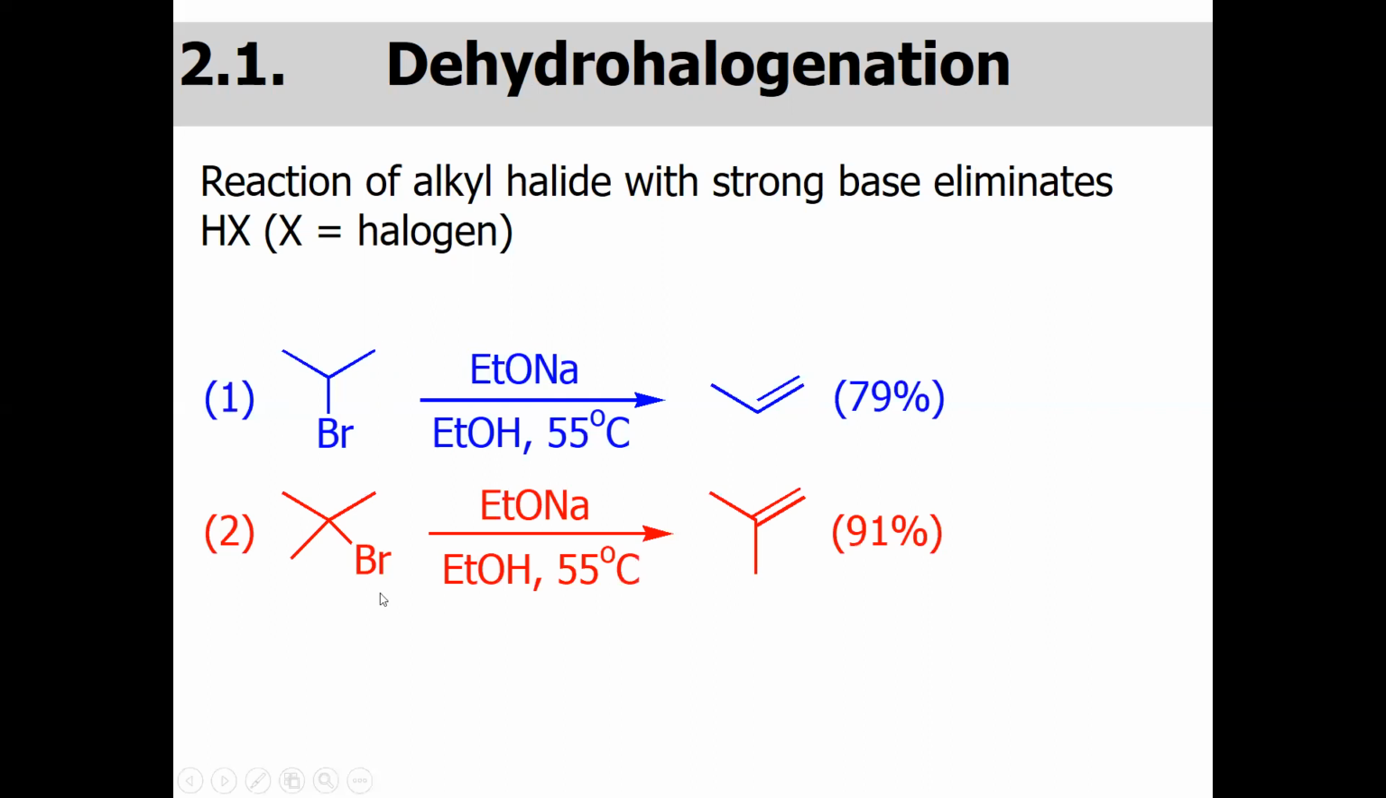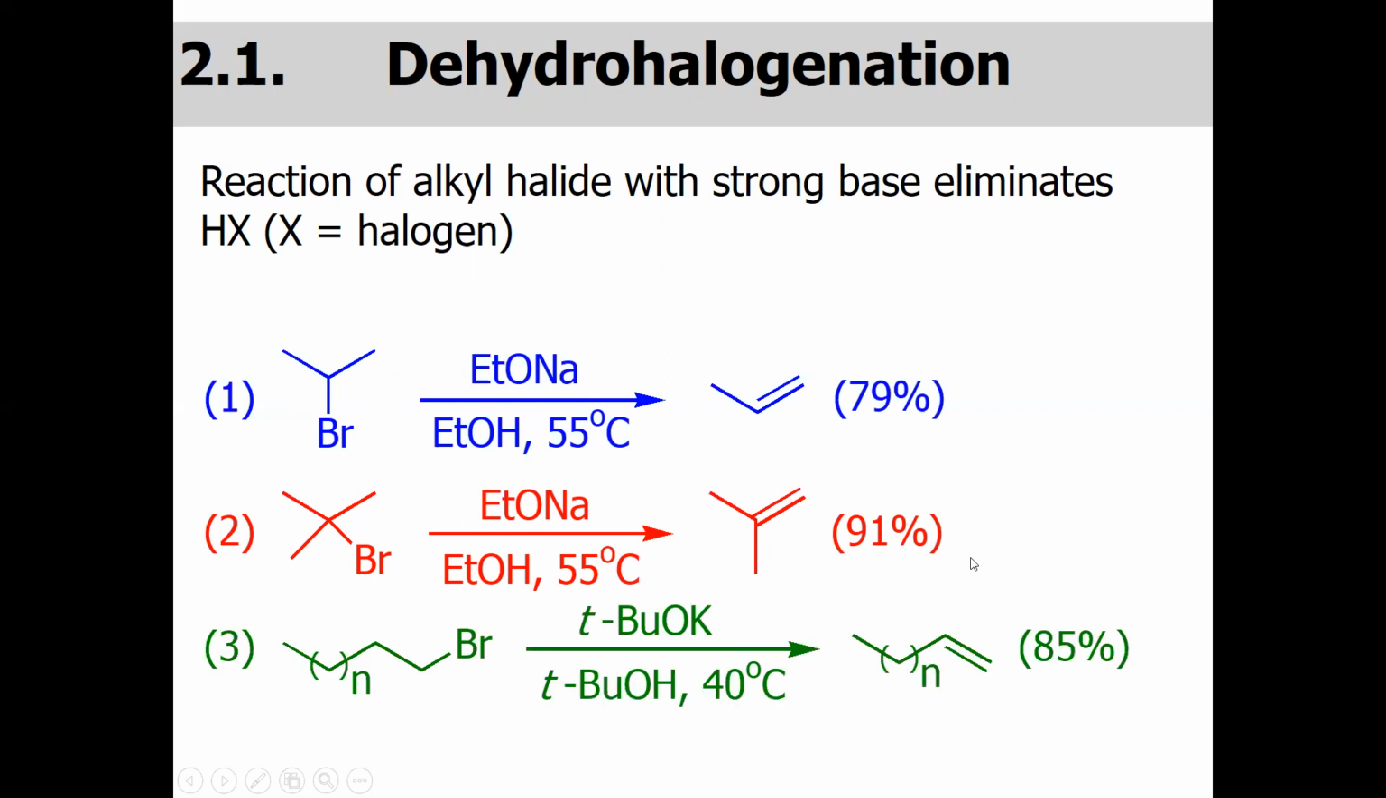For example, here you have 2-bromo-2-methylpropane, and once you treat it with a strong base like sodium ethoxide, you have 2-methylpropene in a very high yield, 91%. In the third example, we have a 1-bromoalkane, which could be any carbon chain. It's a primary alkyl halide. Once you treat it with a strong base like potassium tert-butoxide, t-BuOK, it will give you the corresponding alkene by the removal of hydrogen from the beta carbon and this halogen.